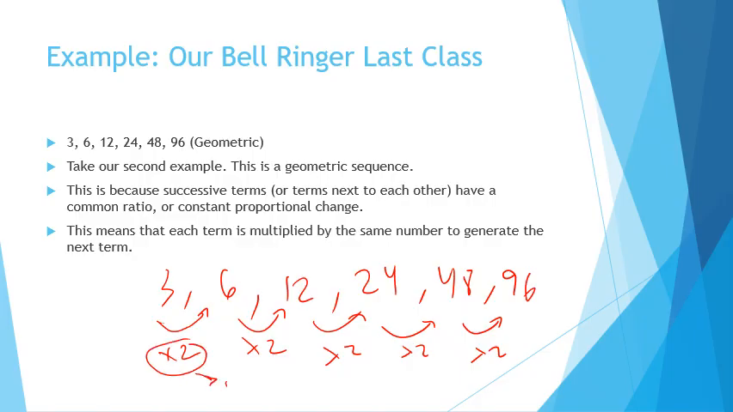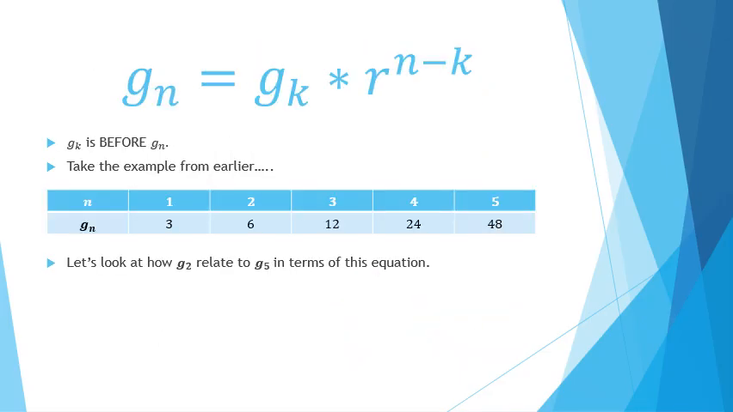That's going to be that multiplier, which is called a constant proportional change because the proportion between 6 and 3 is 2. The proportion between 12 and 6 is 2. And so each term is multiplied by the same number to generate the next term. So this is our sequence before. And so let's see how we can relate g of 2 to g of 5 in this case, just like we did last class.